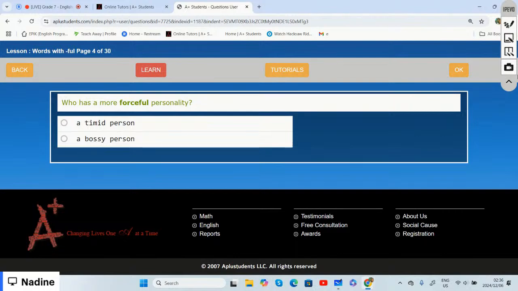And who has more forceful personality? A forceful personality. Like it's my way. You do what I say. Is it a timid person or a bossy person?